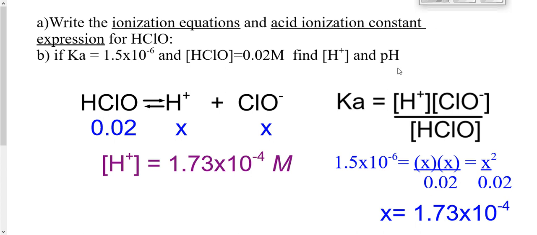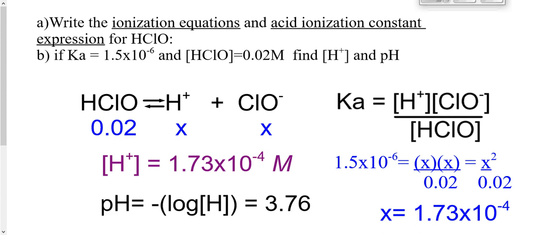We've also been asked to find pH. Well, this is easy for us now because from the pH square, we know that the pH is equal to the negative of the log of the concentration of H. The negative of the log of 1.73 times 10 to the minus 4 is 3.76. We should always ask ourselves if this makes sense. pH less than 7 are acids, and pH between 3 and 7 are weak acids. We've already established that this is a weak acid, so this does indeed make sense.